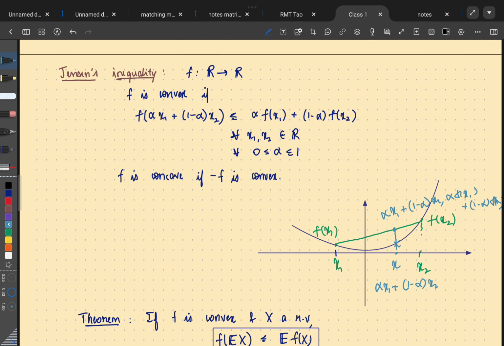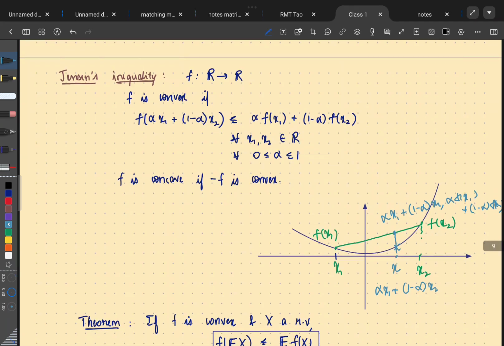This can be generalized to higher dimensions, of course. So that's the definition of convexity. But one way to test for convexity, that's something you may have seen in high school, is that if f is twice differentiable, then f is convex if the second derivative of f at any point x is greater than or equal to 0.